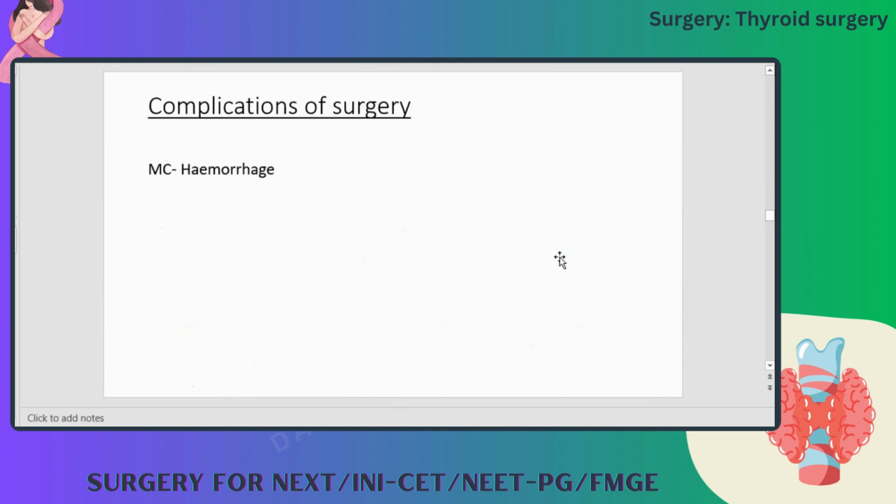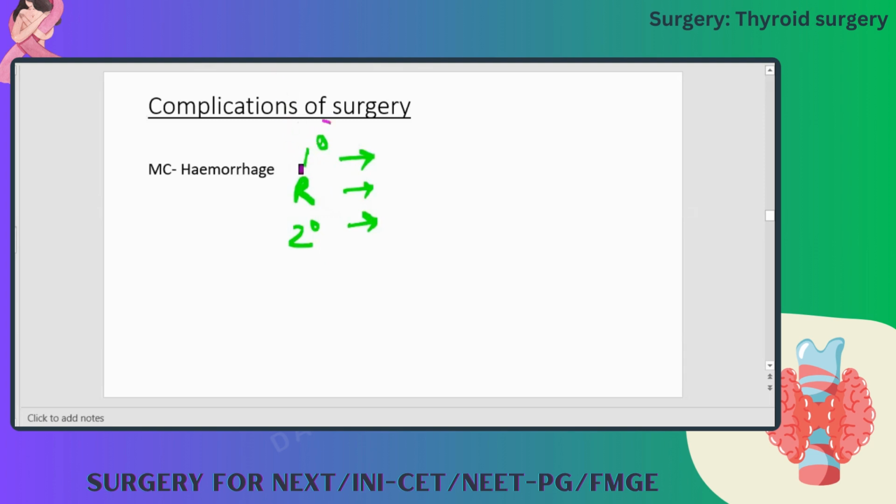Complications of thyroid surgery. What are the various complications? Most common is hemorrhage. What are the various types of hemorrhage? What is hemorrhage? Bleeding, blood accumulation. Hemorrhage is bleeding.